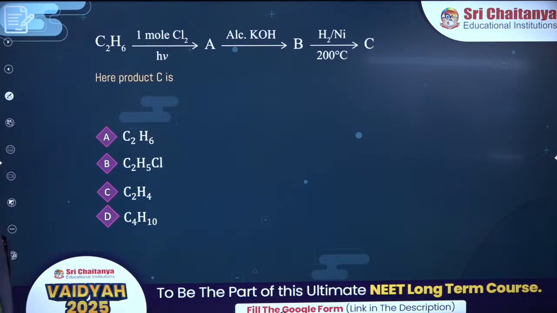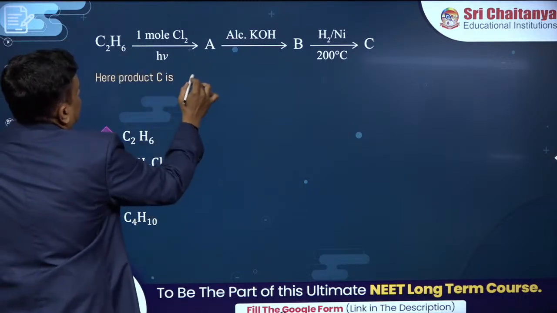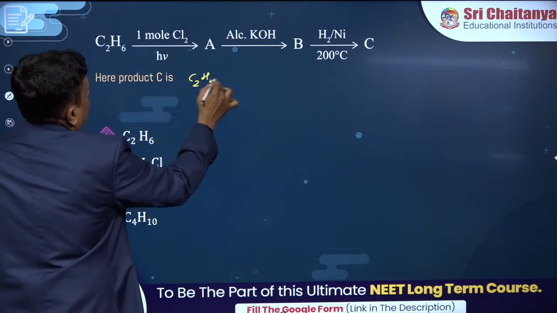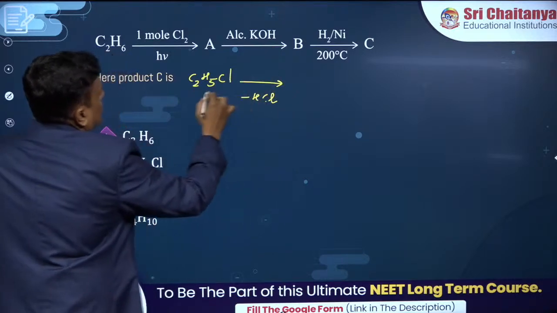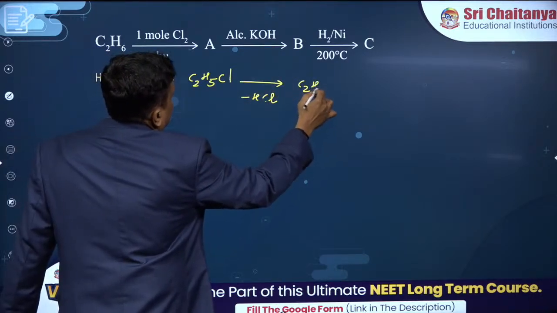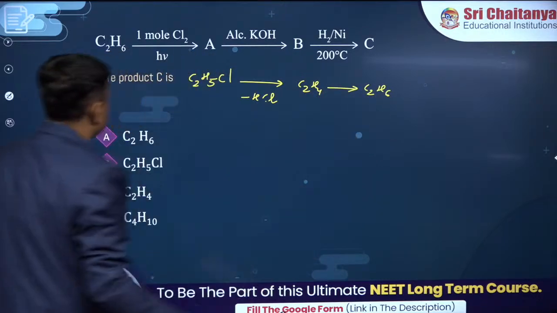You can see the next question is a little easier one. You have ethane giving rise to ethyl chloride, alcoholic KOH, dehydrohalogenation, ethene, Sabatier-Senderens reaction, ethane. So simple, isn't it?